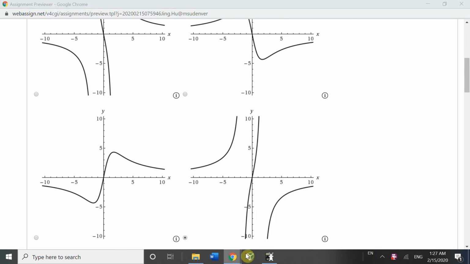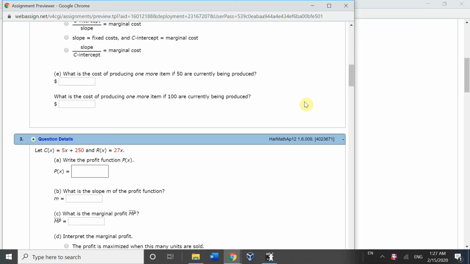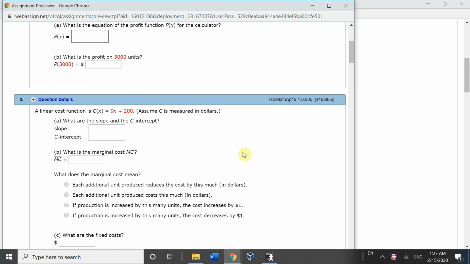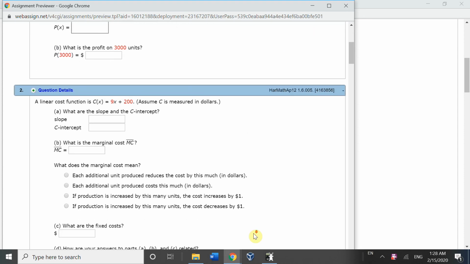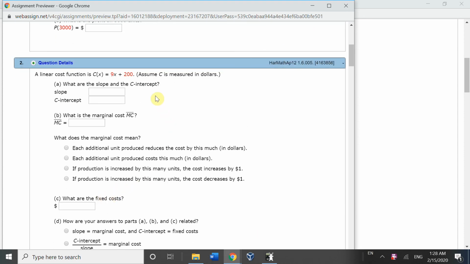Okay, now we go to the 1.6 homework. I want to talk about number 2. This is a cost function, 9x plus 200. From this function itself, we know the c-intercept is simply this 200, this constant. And for this question, what are the fixed costs? This is equivalent to the c-intercept for this cost function, and also means the initial condition for the cost function.